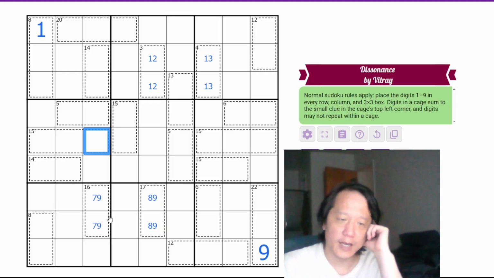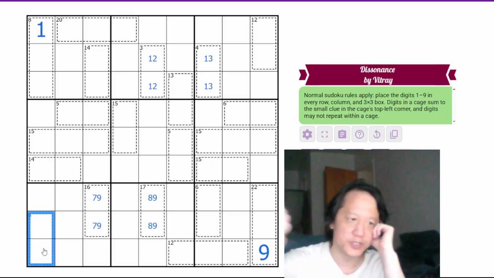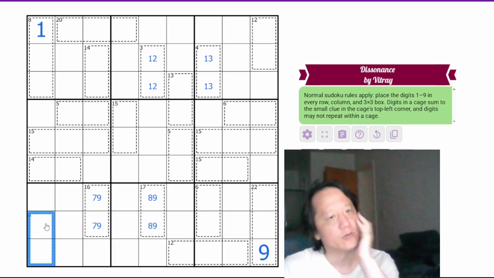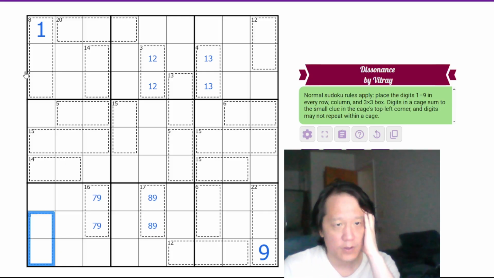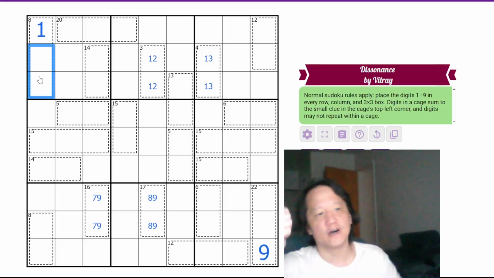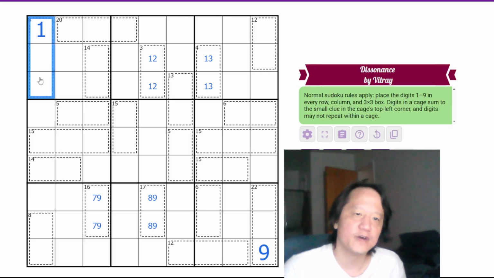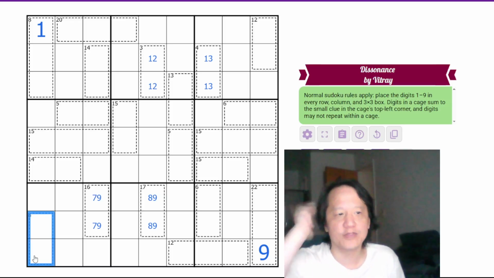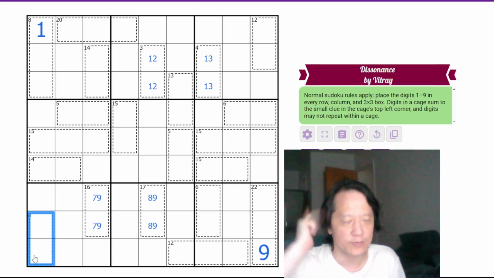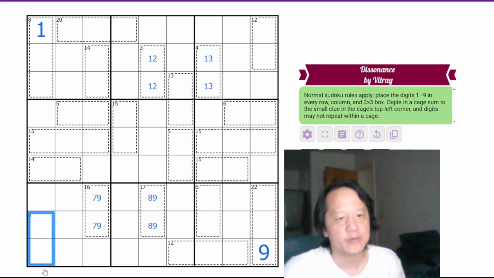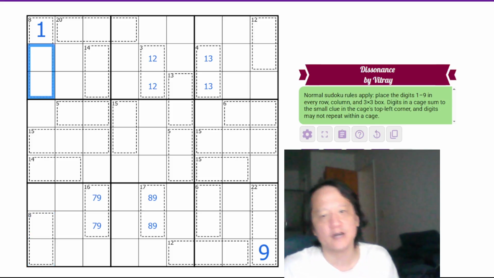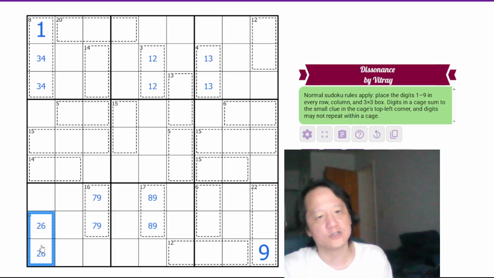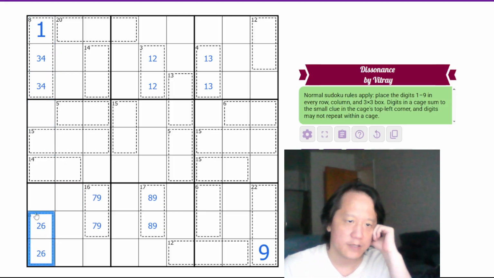Okay, to add up to 8, it's either 1, 7, 2, 6, or 3, 5. Well, 1, 7 is eliminated already. And to add up to 8 here, it's either 1, 2, 5 or 1, 3, 4. Well, 1, 2, 5 would eliminate 2, 6, and 3, 5, and we already have 1, 7 eliminated, so there would be no possibilities for this cage if this is 2, 5. So this must be 1, 3, 4, which eliminates 3, 5 as a pair, which makes this a 2, 6 pair in this cage here.